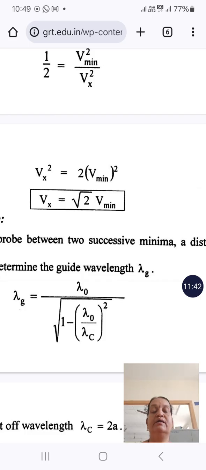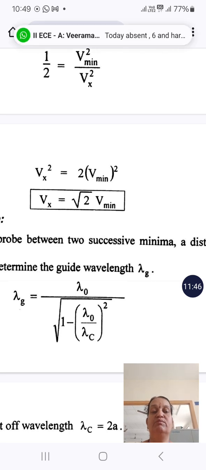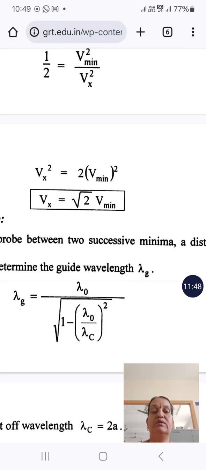So in this presentation, we studied how the VSWR is measured, and based on the VSWR measurement, we can find the reflection coefficient also by using two different formulas, and how it is related to the wavelength. Thank you.